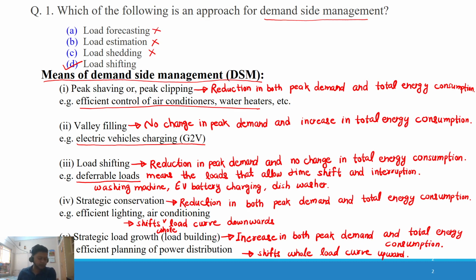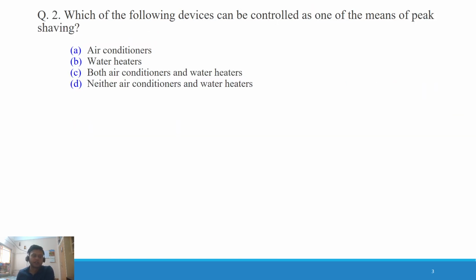So now let us move to the next problem. The next problem also belongs to load demand side management. In this problem, it is asked which of the following devices can be controlled as one of the means of peak saving, or peak clipping. Here the question asks about the means of peak saving or peak clipping.